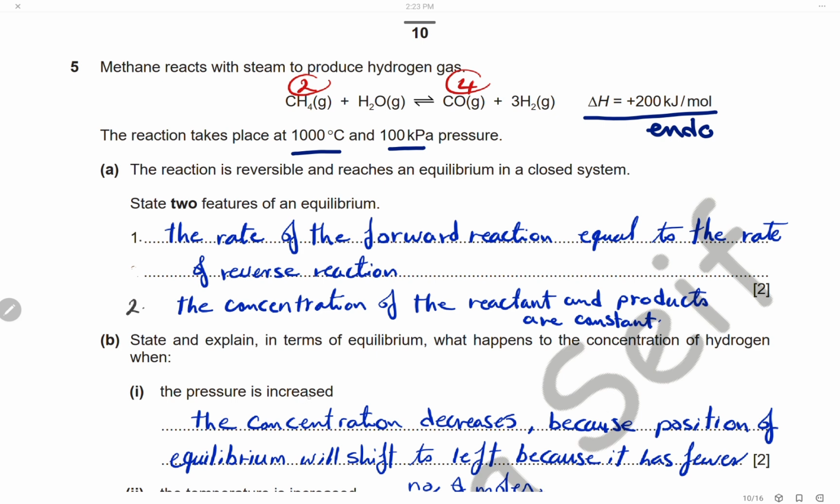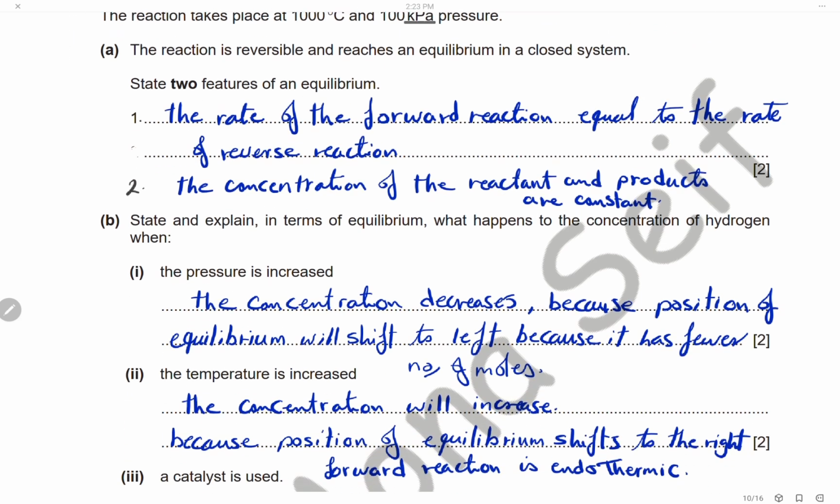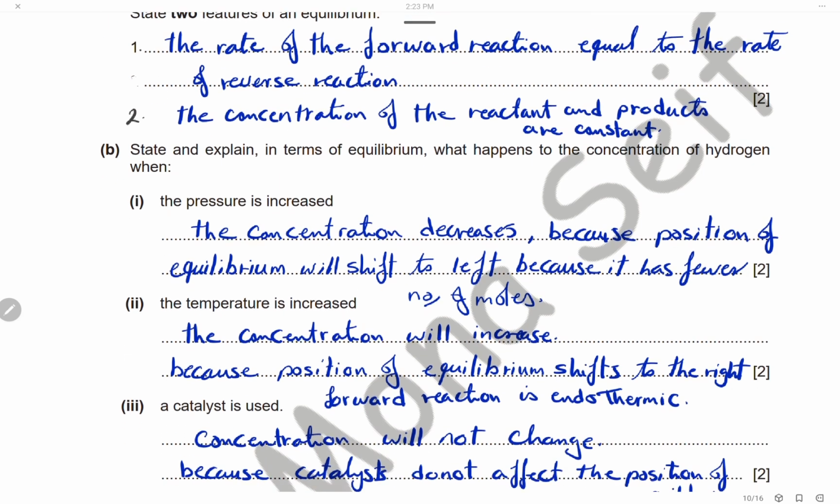So if we increase the pressure, the equilibrium position will shift to the side with fewer moles, which is, of course, the backward or the left side. So the concentration of hydrogen will decrease. So here we have to answer: the concentration of hydrogen will decrease because the position of equilibrium will shift left or backward because it has fewer moles.